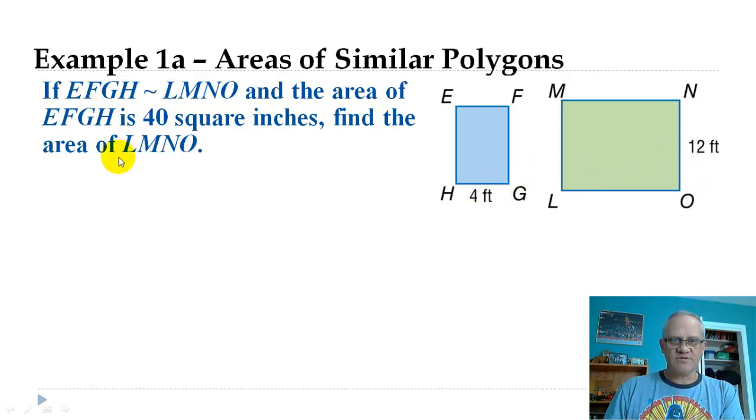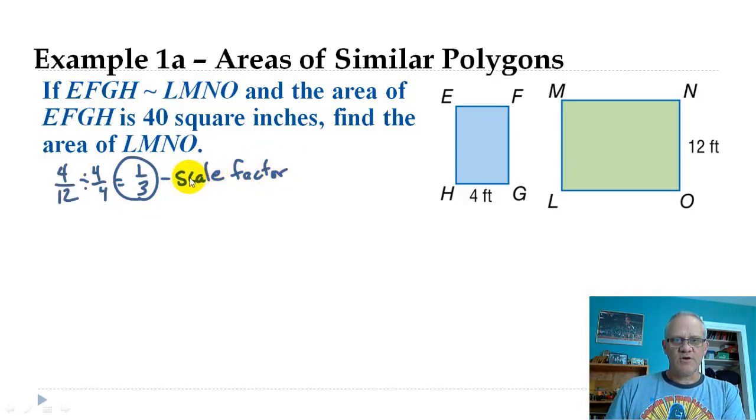And so let's write this over here. Our scale factor is 4 to 12. Well, let's simplify it to make it easy on ourselves. We can divide by 4, so that'll be 1/3. There's our scale factor. I'll write that down. So our scale factor is 1 to 3, or 1/3 there.